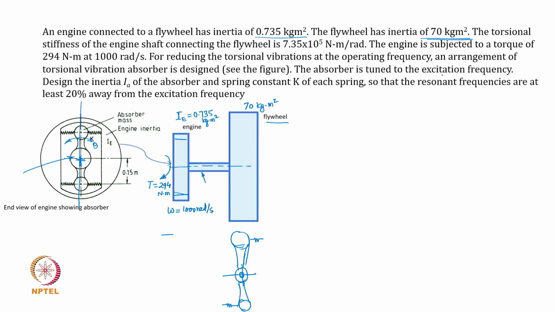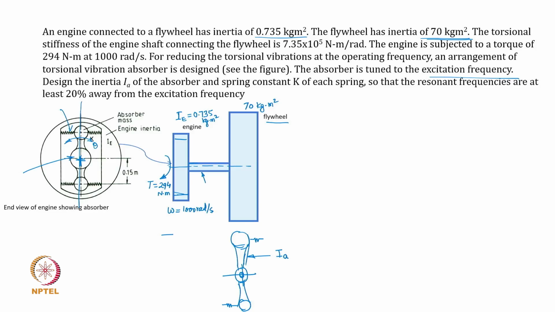The absorber is tuned to the excitation frequency, and you are supposed to design the inertia of the absorber. That means you are supposed to find out what should be the value of mass moment of inertia of this absorber that we should have, and what should be the spring rate of these 4 springs, so that the resonance frequencies are at least 20% away from the excitation frequency.